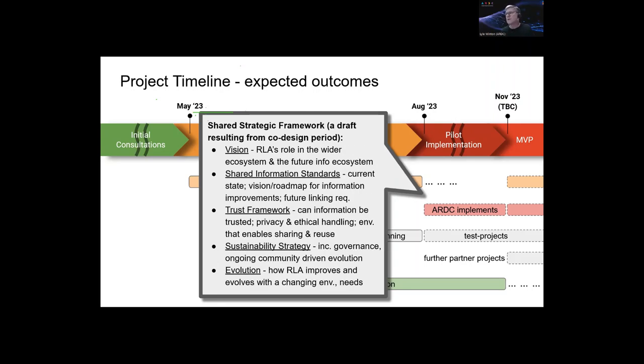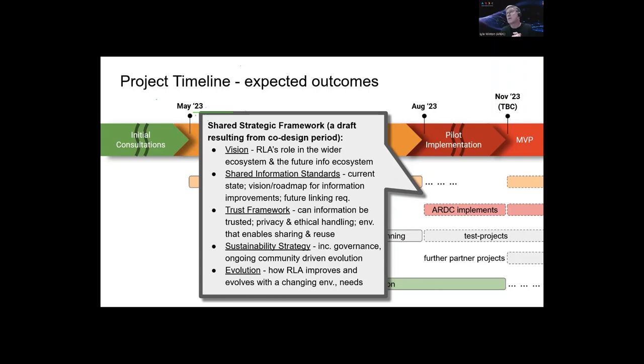So we're also understanding that what we need to do is come up with a shared strategy. That's not just a strategy that's relevant to Research Link Australia, but relevant to everyone who has a stake in this particular information ecosystem improving, specifically for the purposes of linking industry and research. So as a part of this shared strategic framework, at the end of the stage, we're hoping for a draft of that. We think it has to include a vision. That vision should include where RLA is situated in the wider ecosystem, but also what the future of that ecosystem needs to look like.